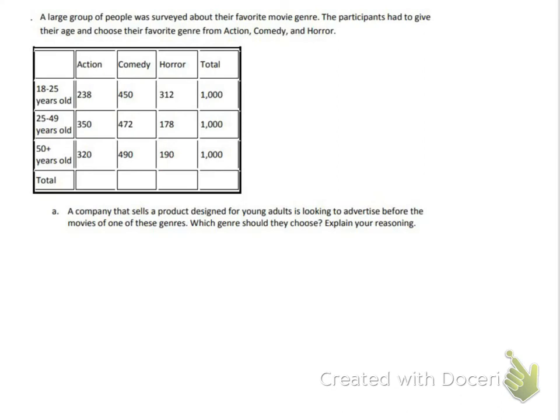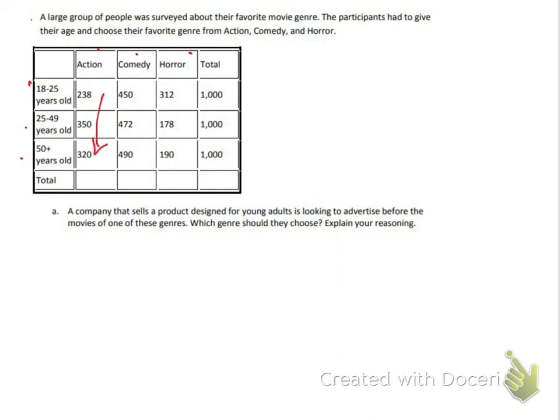All right. A large group of people was surveyed about their favorite movie genre. The participants had to give their age and choose their favorite genre from action, comedy, and horror. This one looks pretty easy because all you have to do is add up the totals. I thought this was a 2 by 3, but sorry, this is 3 by 3, so this is a three-way frequency table. So we just need to add. I'm going to add all the action down and put it in the total.